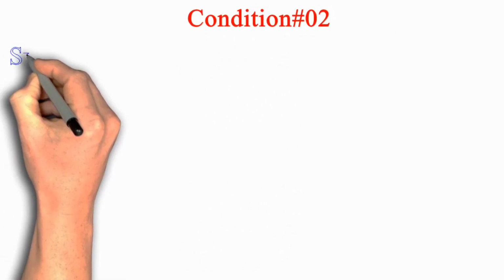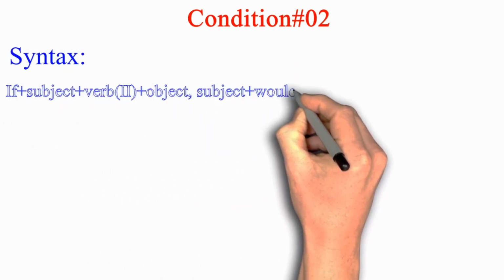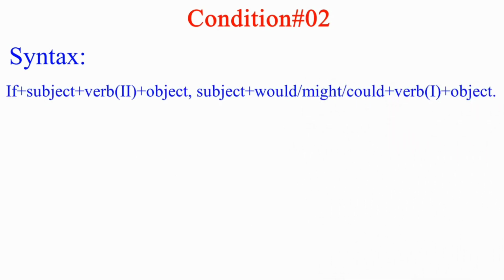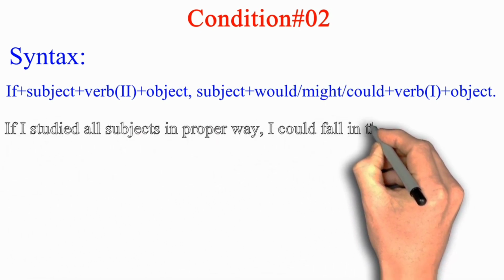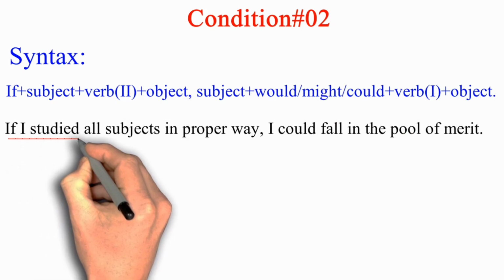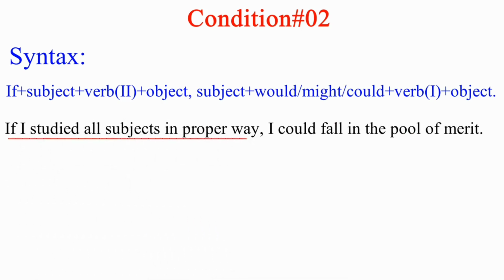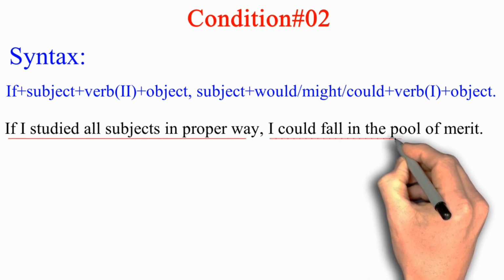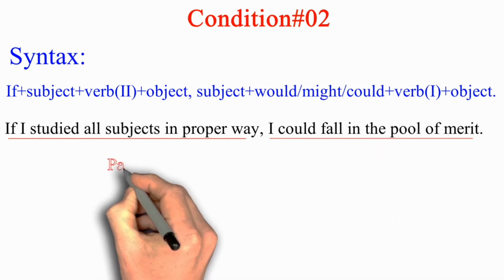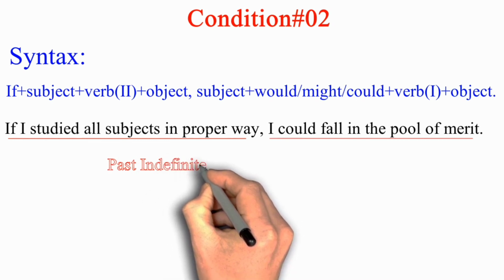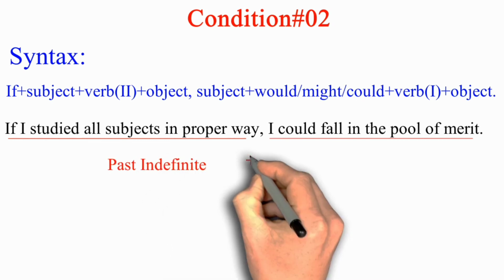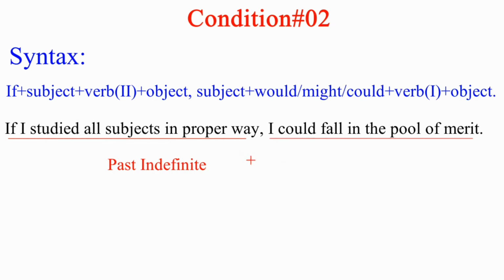Now condition number two. The syntax or formula of condition number two is if plus subject plus verb second form plus object, subject plus would, might, could plus verb first form plus object. If I studied all subjects in proper way, I could fall in the pool of merit. So the first clause is in past indefinite. The second clause is also in past but with modal verb could.